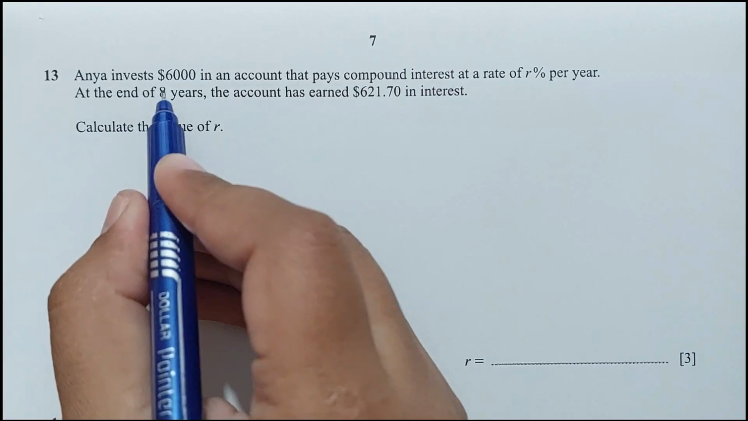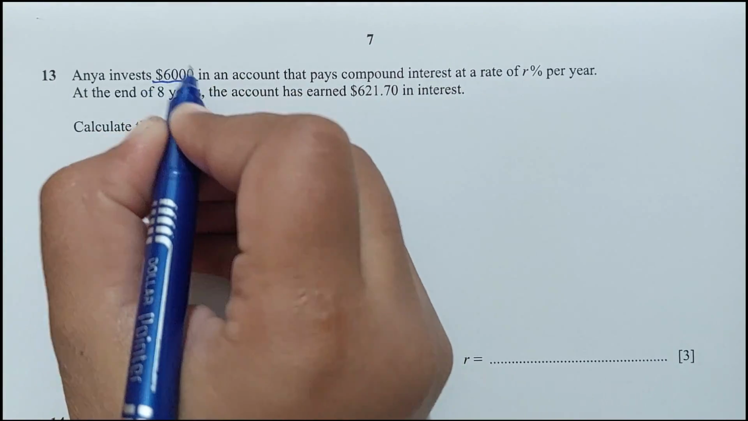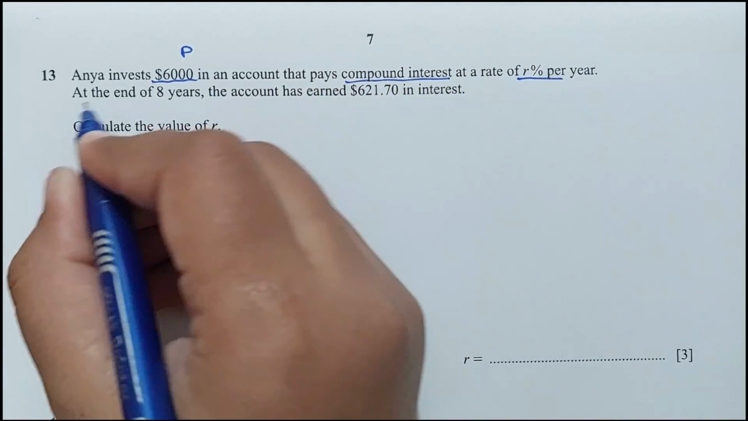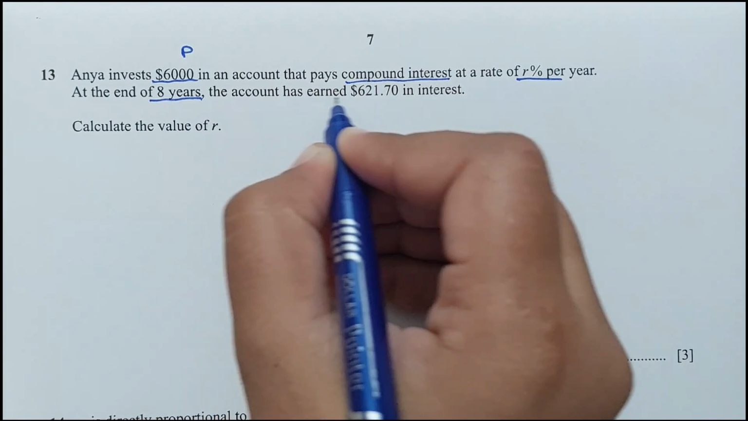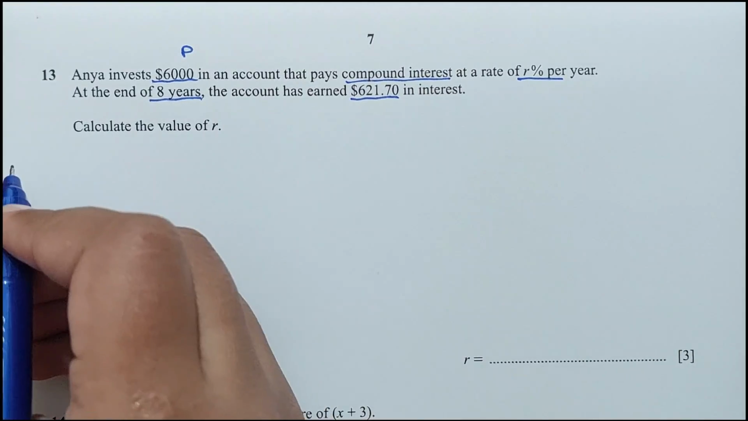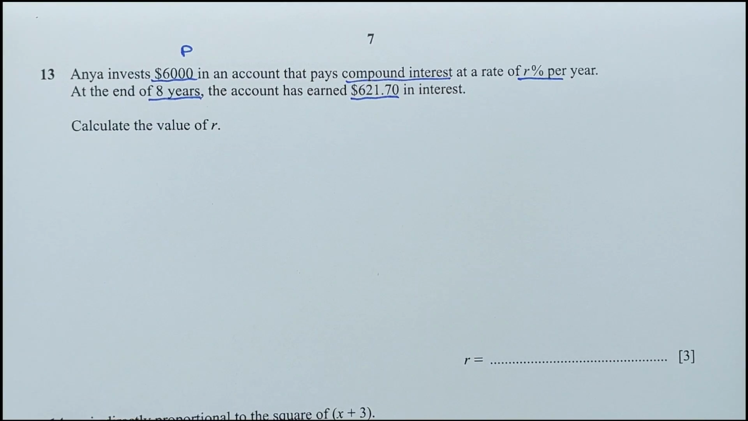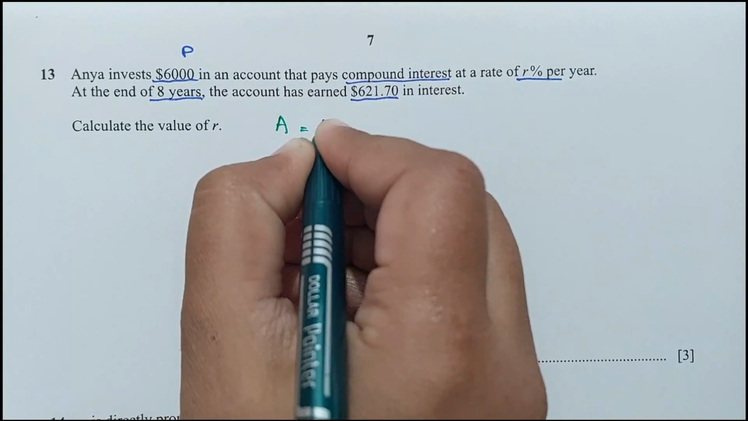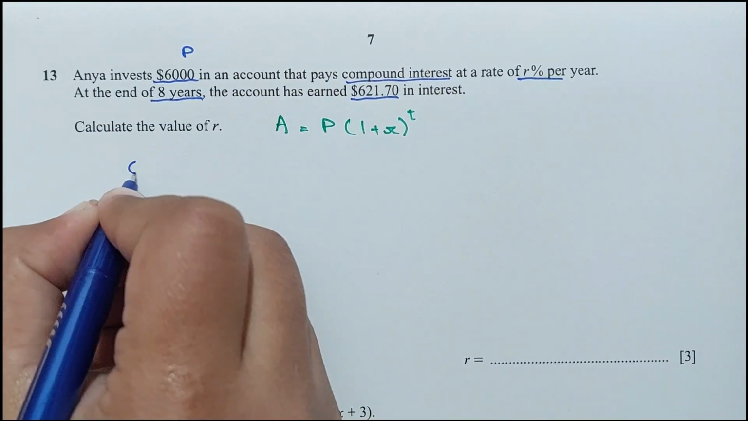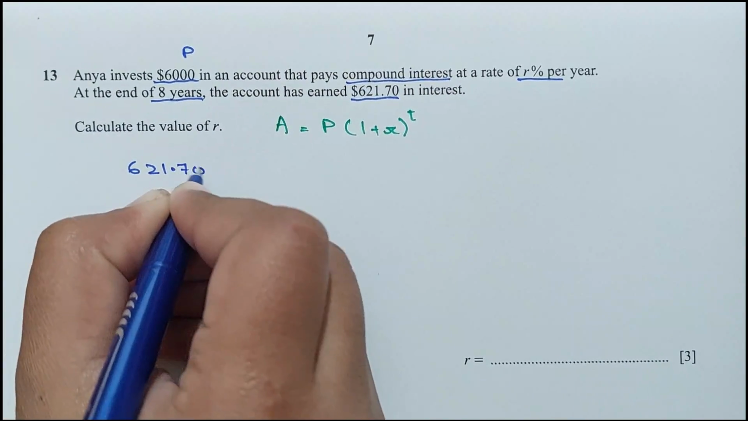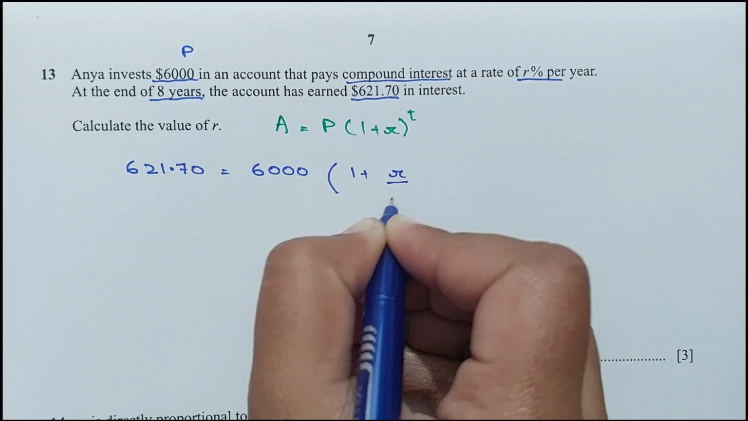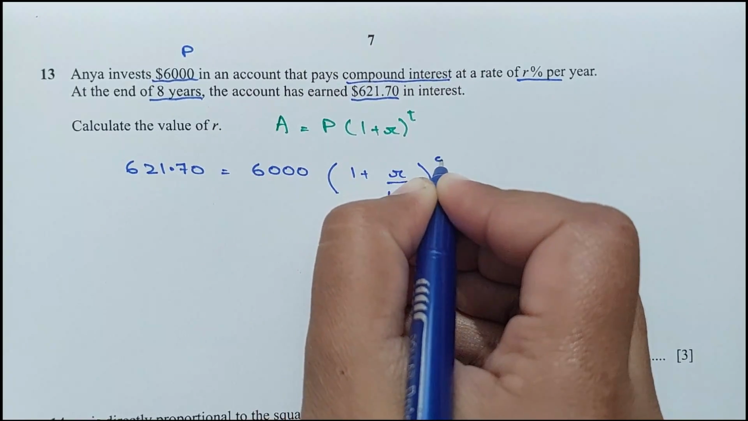Question number 13. Anaya invests $6,000. This is an investment P in an account that pays compound interest at a rate of R% per year. At the end of 8 years, the amount has earned $621.70 in interest. Calculate the value of R. We use the formula for compound interest, A equals P into (1 plus R) to the power T. So the amount is $621.70. This should equal 6,000, the investment, into (1 plus R/100), and T is 8.